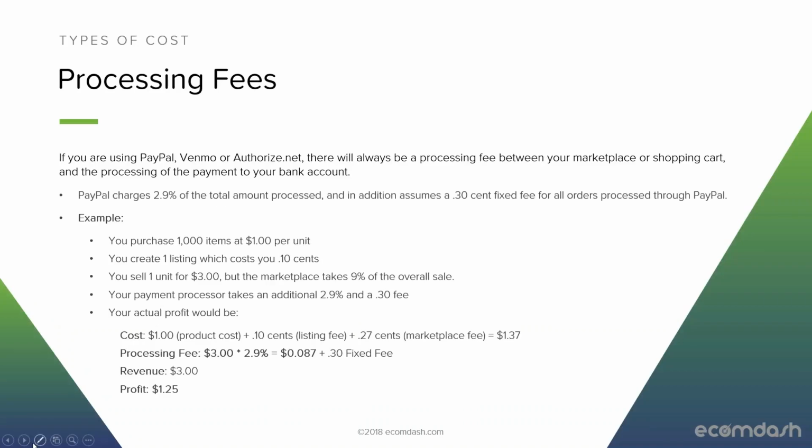Then on top of that, the last step here in the checkout process is processing fees. So if you are using PayPal, Venmo, Authorize.net, there are some others out there as well, things like Square. Most of the time, you're going to be paying a processing fee between your marketplace or your shopping cart, as well as the processing of the payment to your bank account. PayPal, for example, charges 2.9% of the total amount processed, and in addition assumes a 30-cent fixed fee for all orders processed through. So anything through PayPal, you're paying 30 cents, and then you're going to pay that percentage of 2.9.